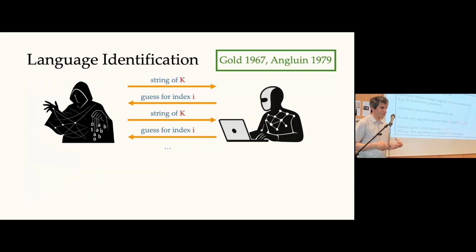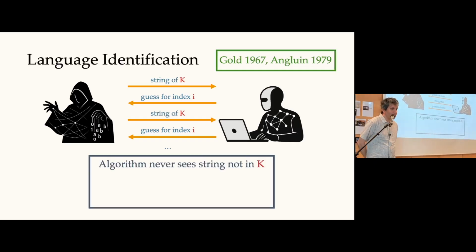They really help clarify the model. So to recap, we have this game between the adversary and an algorithm. The adversary presents strings from a language K, and at each time our algorithm looks at the strings that have been presented and guesses what the index of the language might be. Okay. So a few things, and this was really motivated by Gold's motivation to study language acquisition in babies. So a few things about the model.